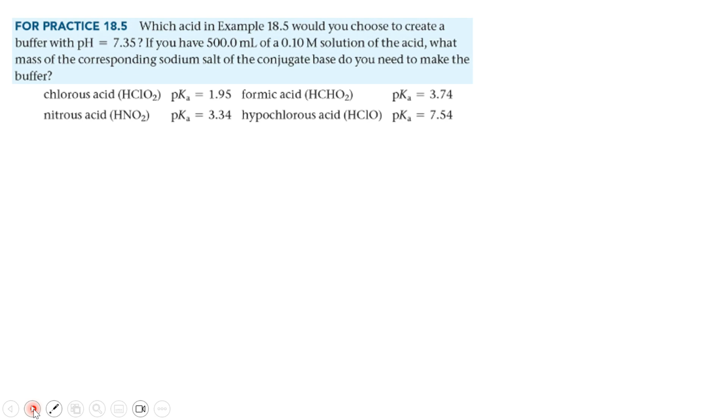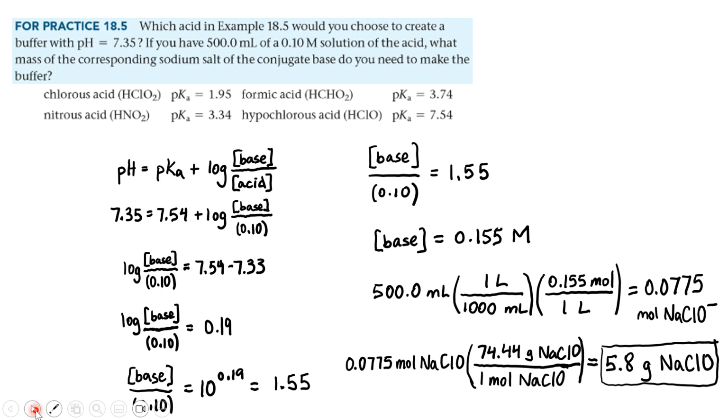Then I had a practice question, basically the same kind of question where now they're asking you which of these 4 over here would you choose to make a buffer with a pH of 7.35. And we talked about how this is the closest one, right? Hypochlorous acid. And you can calculate the ratio with this as well, and I think I worked that out over here.